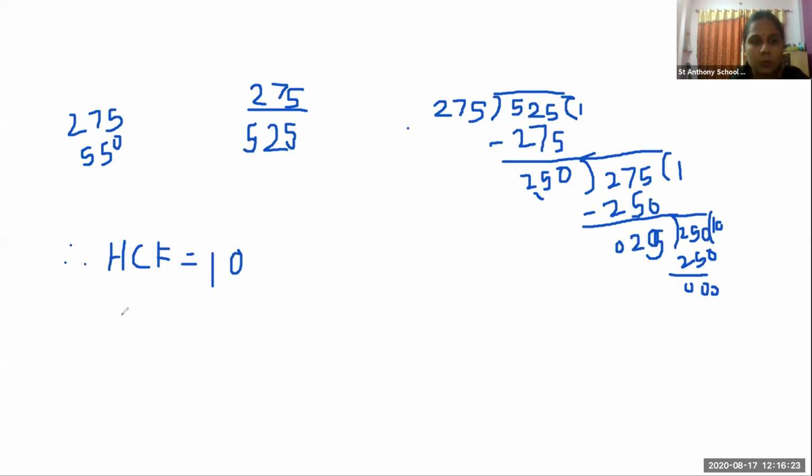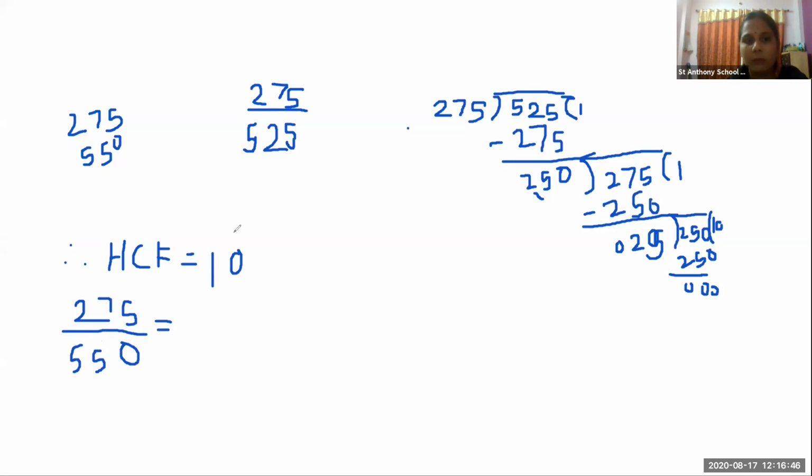Okay. How to reduce this into its lowest form? Now here 275 divided by which number is there? 275 divided by 550. Now I have to convert that number into its lowest form.